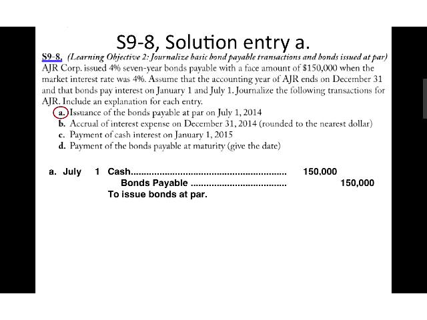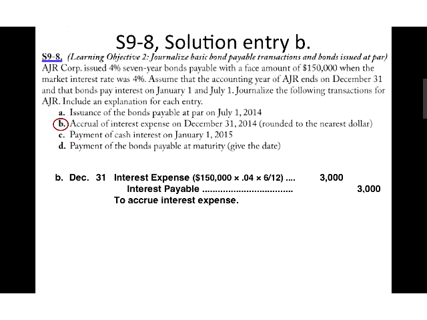The next entry down, accrual of interest expense on December 31st. So we're accruing the interest. What we're going to do here is take the 150 face value times the 4% times 6 months out of 12. So we're going to get interest expense of $3,000. Remember, when they state the rate, it's for a full year. Here we're only 6 months out of 12.